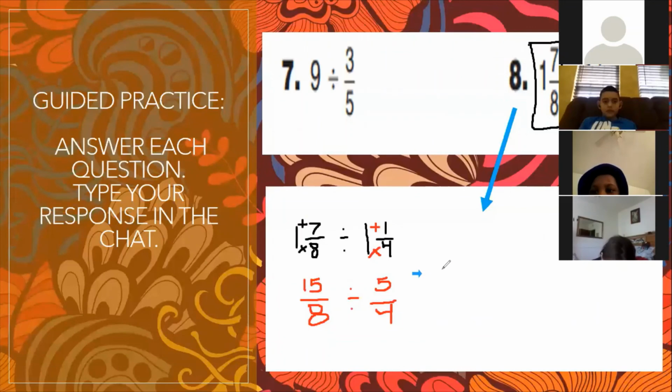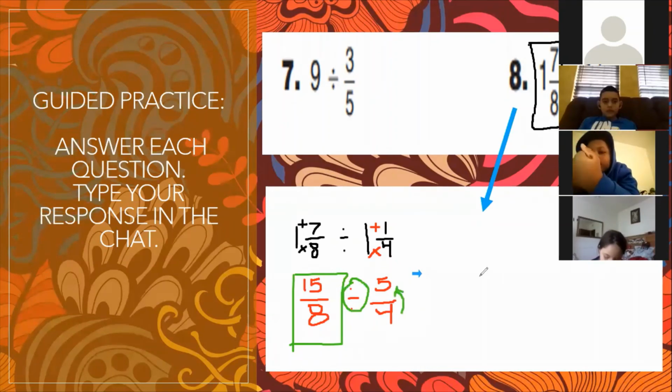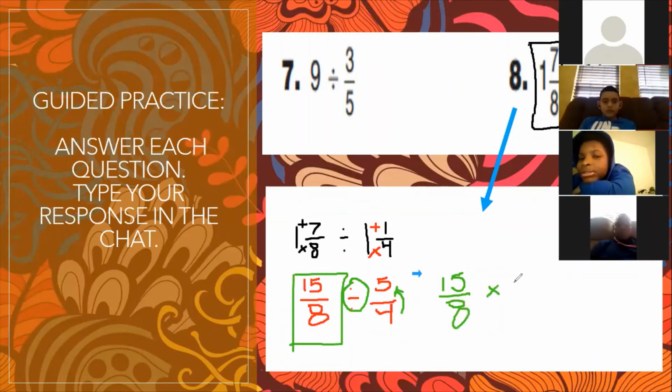All right, guys, someone help me out. What is 15 times 5? Sorry, no, we didn't flip it. I'm sorry. Division changes to multiplication. And then we flip our reciprocal. All right, so my problem is 15/8 times what? 4/5. Good. What is 15 times 4?